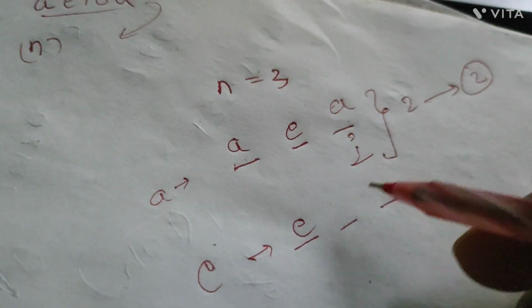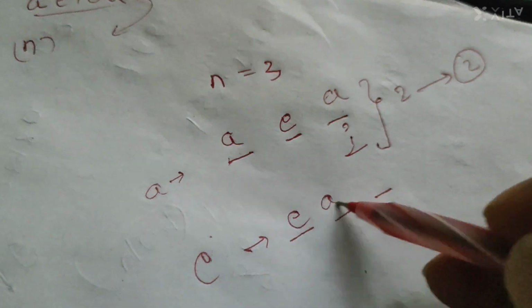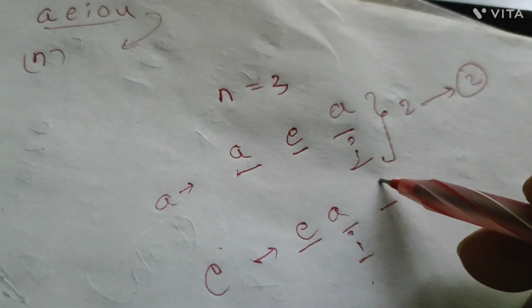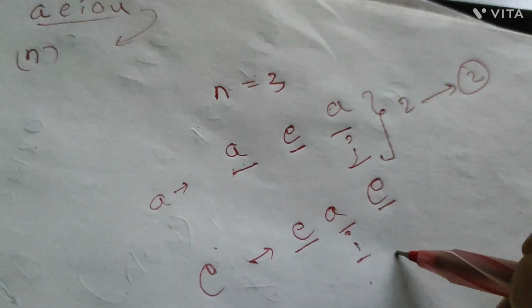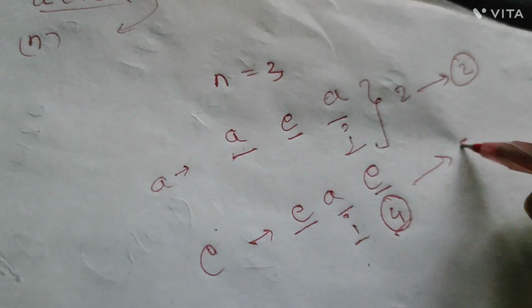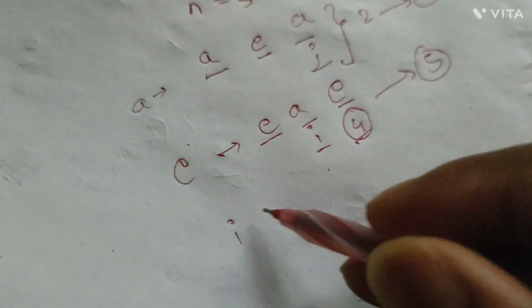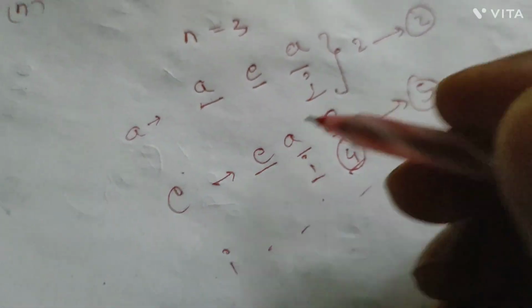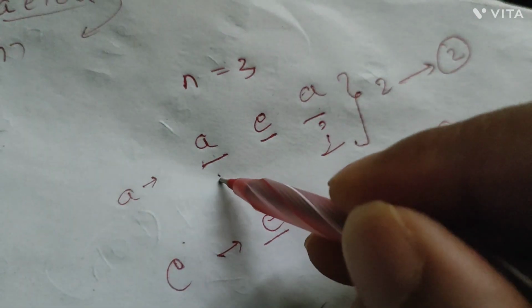And for E, if we have E in the first position, then E is followed by A and I, and A is followed by only E, and I is followed by the 4 others except I. That means our total outcomes are 5, 1 plus 4. Similarly that goes for I also, and similarly for O also.